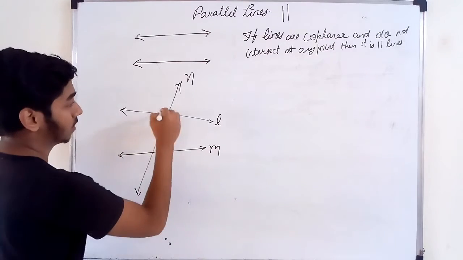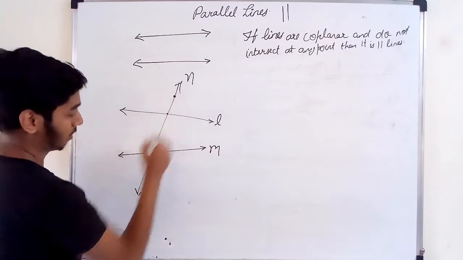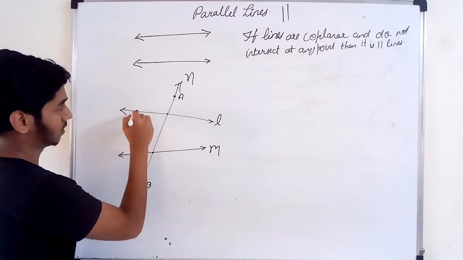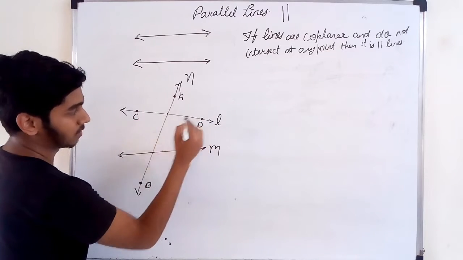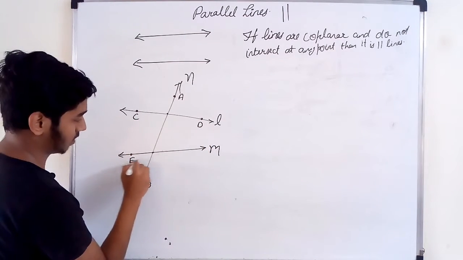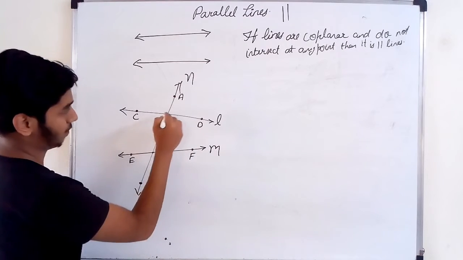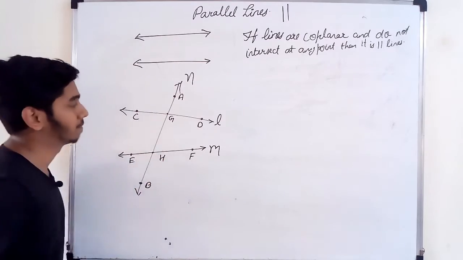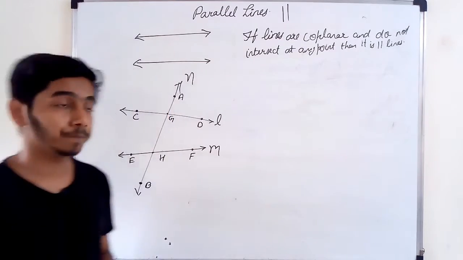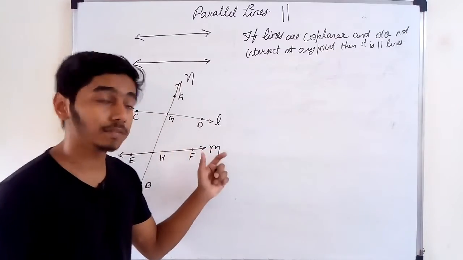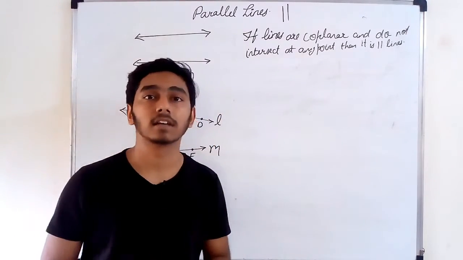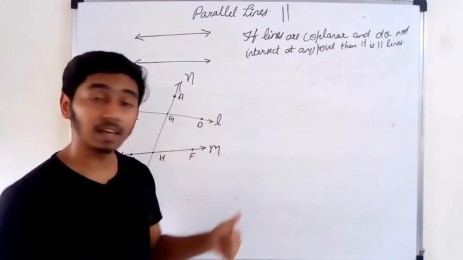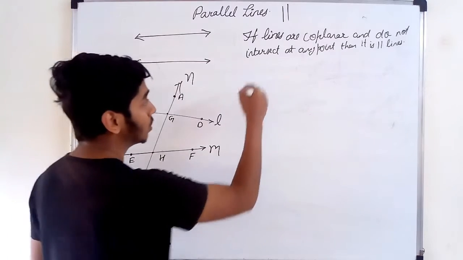Now we'll name these points here. In terms of points, we'll name them A, B, let's say this is C, this is D, this is E, F, G, H. So I've named them also. Now what are we understanding from this? We are trying to find the types of angles. You might have already done this in your lower standards, the types of angles. We'll see them in detail in this video.